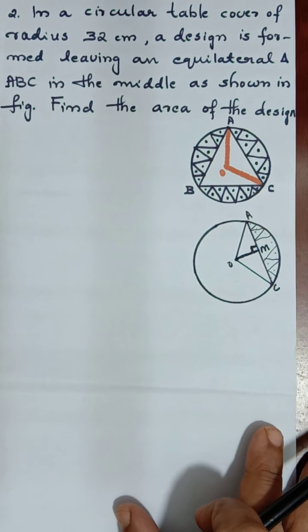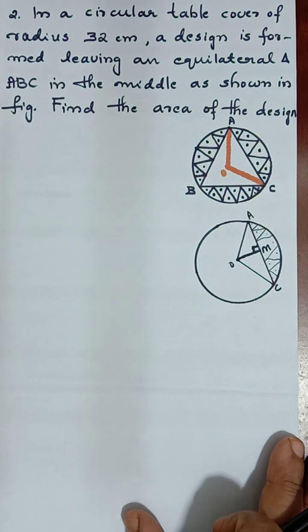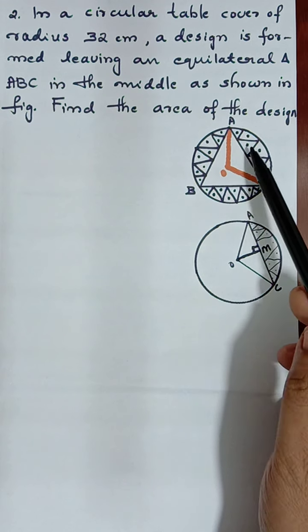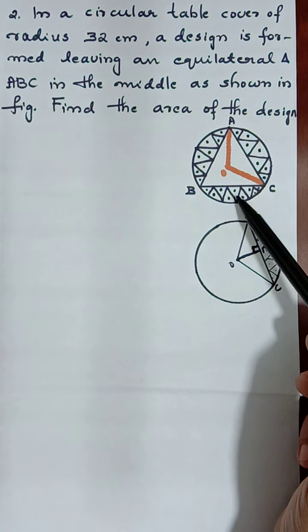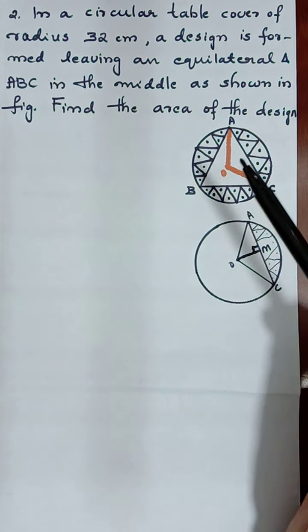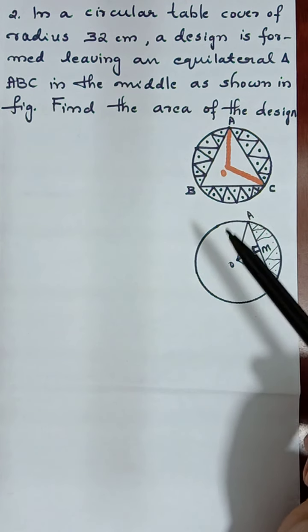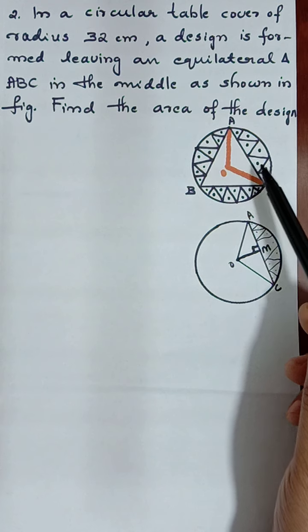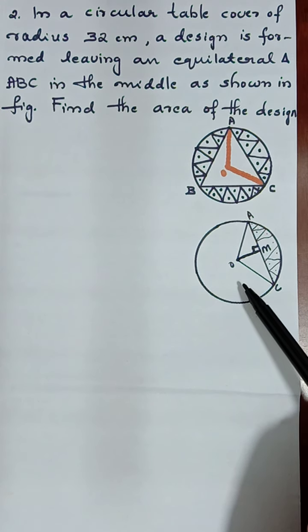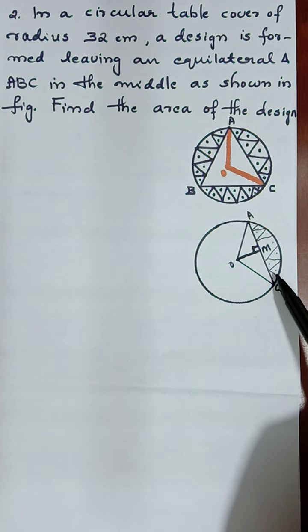This is the question. So what is the design actually? Isn't it a segment? So here we have a segment, here also the same type, here also the same type. So 3 segments are there, 3 minor segments are there. So how to get a segment? In the same figure, I have drawn showing only one segment. So how do we get this segment?